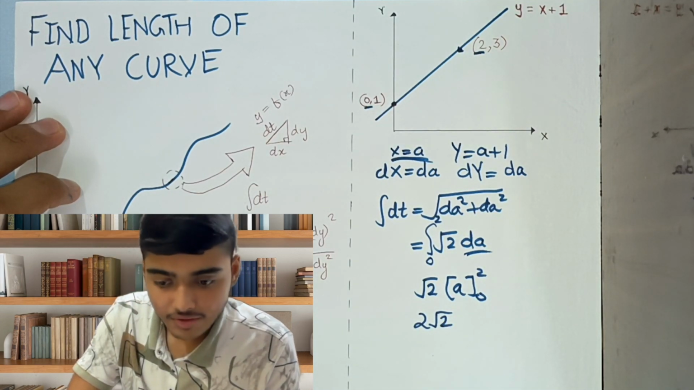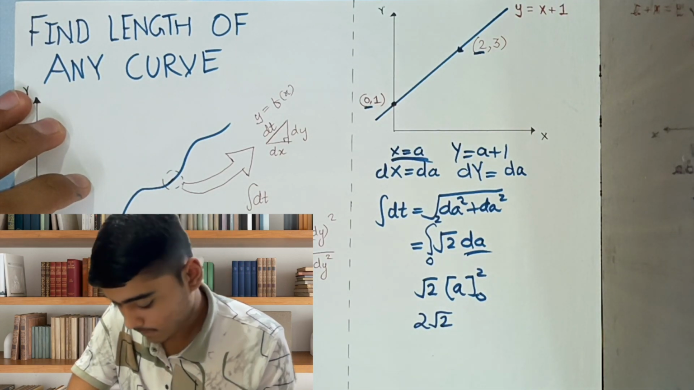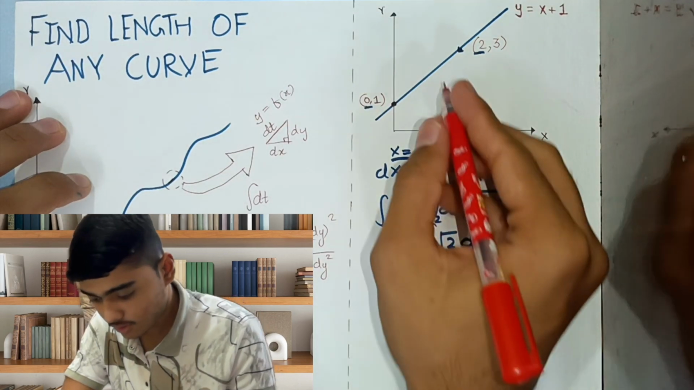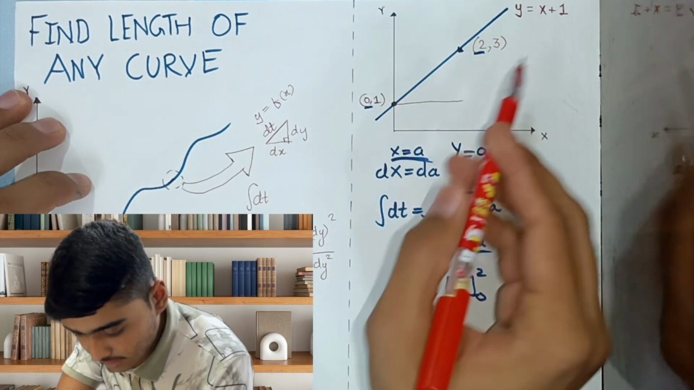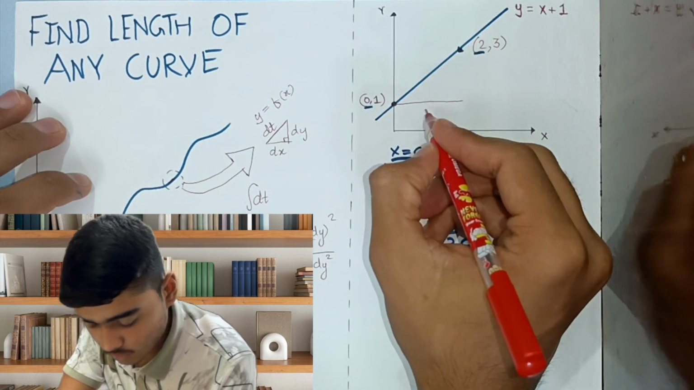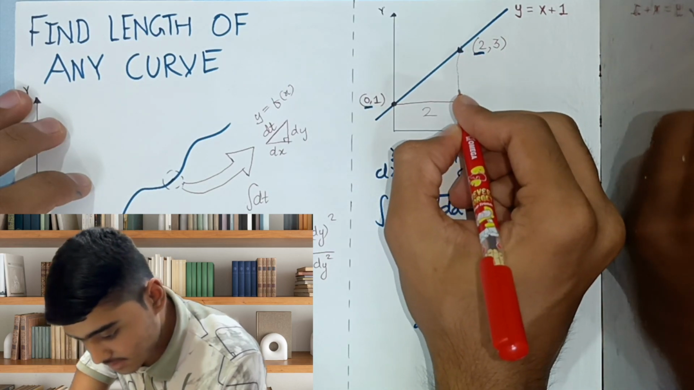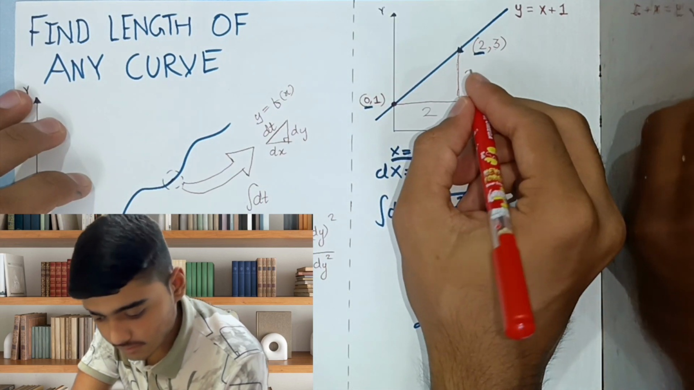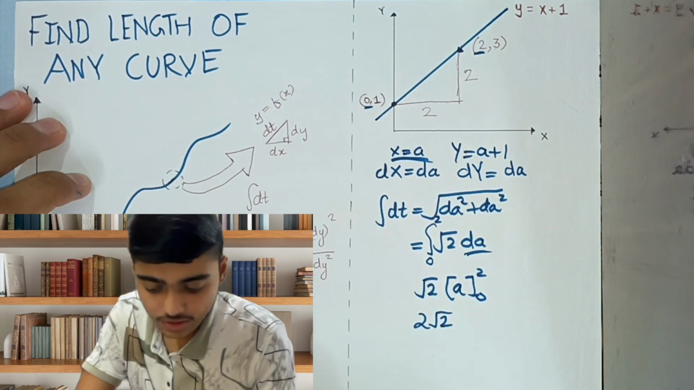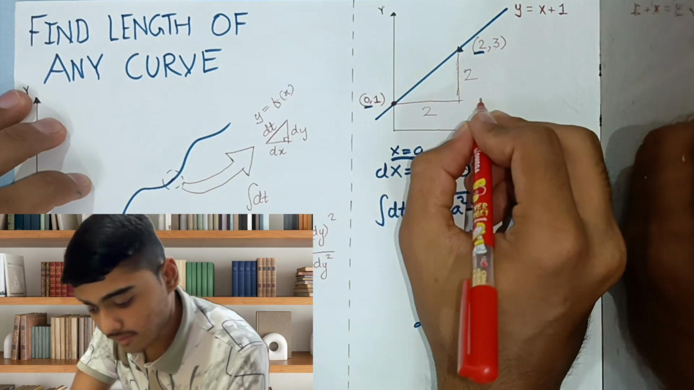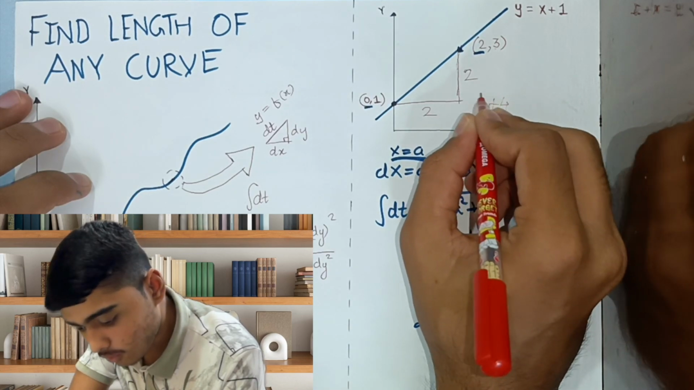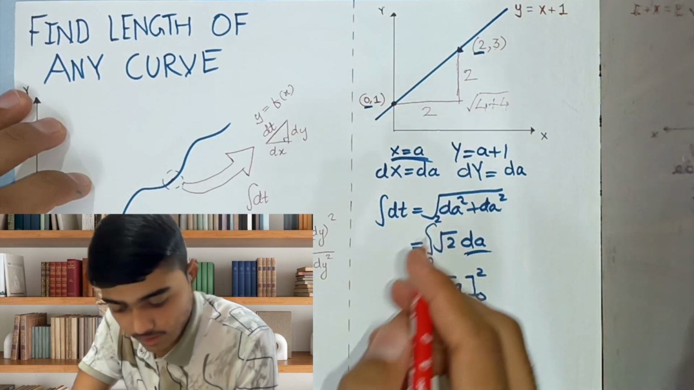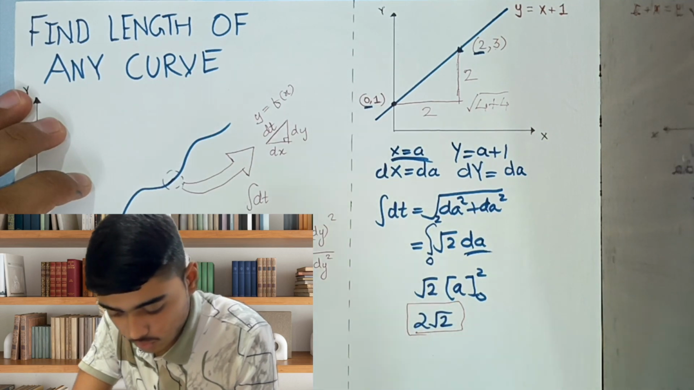Now let us verify this through Pythagoras theorem. When we go through Pythagoras theorem, this length is nothing but 2 and this length is 3 minus 1, which is again 2. So according to Pythagoras theorem as well, we'll get the square root of 4 plus 4, which is nothing but 2 root 2.